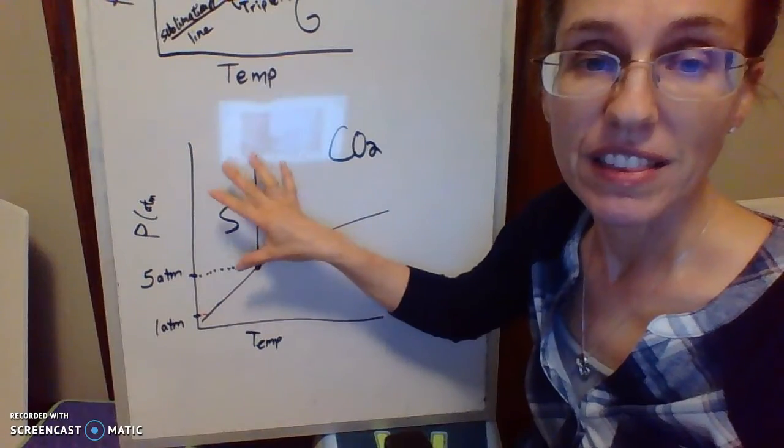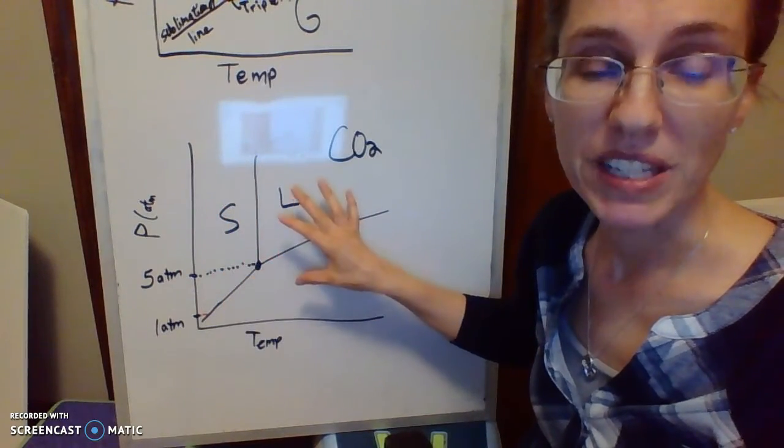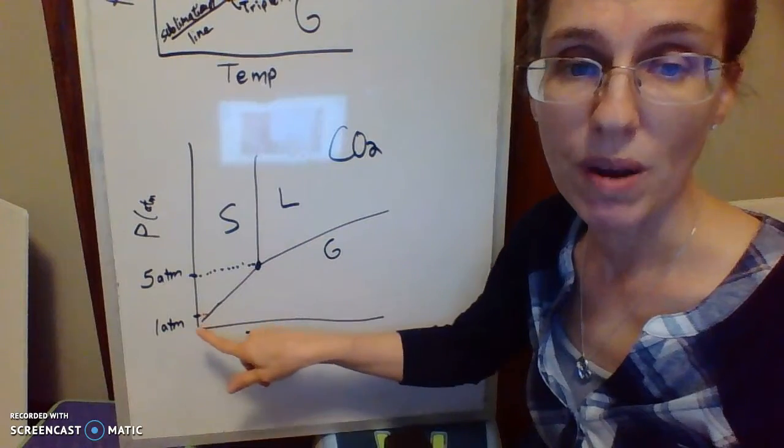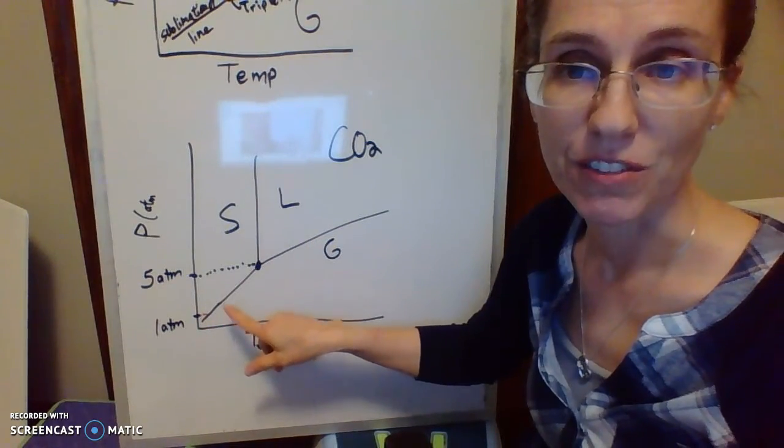So these types of phase diagrams can explain why things behave the way they do. This is why we don't see a liquid phase for carbon dioxide.